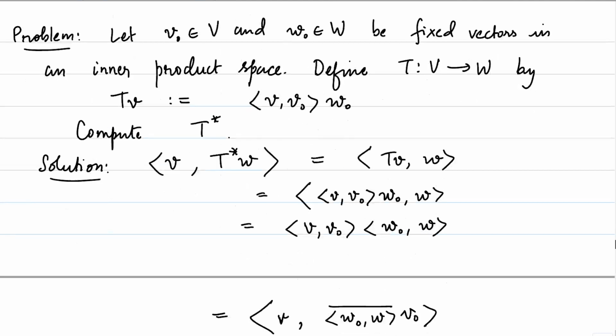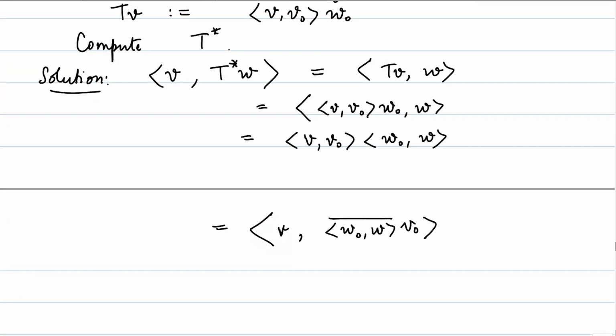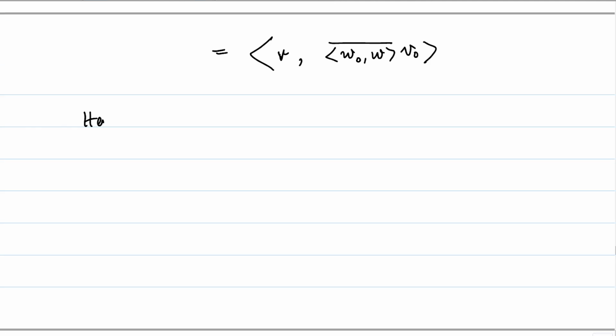So let me just go back and see if there is any mistake. There is a good possibility that there is a mistake. So this is the inner product of T(v) with w. T(v) is the inner product of v with v naught times w naught, and this comes out as a normal one, and this goes in. Yeah, all this is right. So hence T star of w is equal to the inner product of w0 with w, conjugated, which is the same as the inner product of w, w0 times v0. So this is the explicit expression for T star.